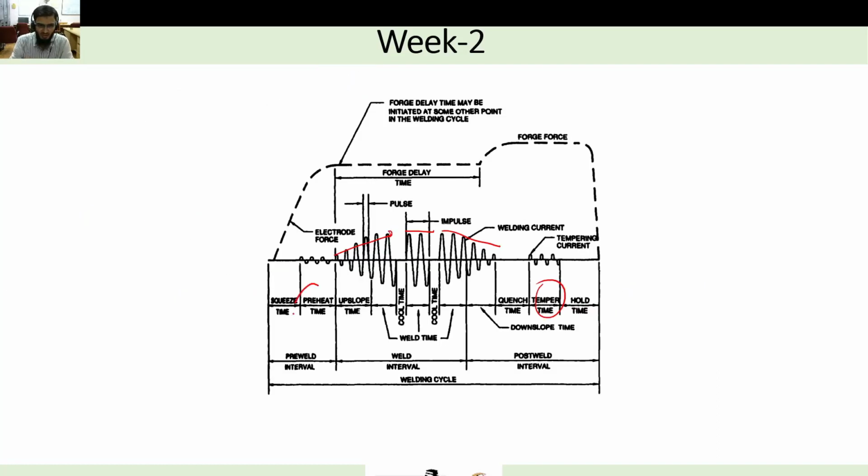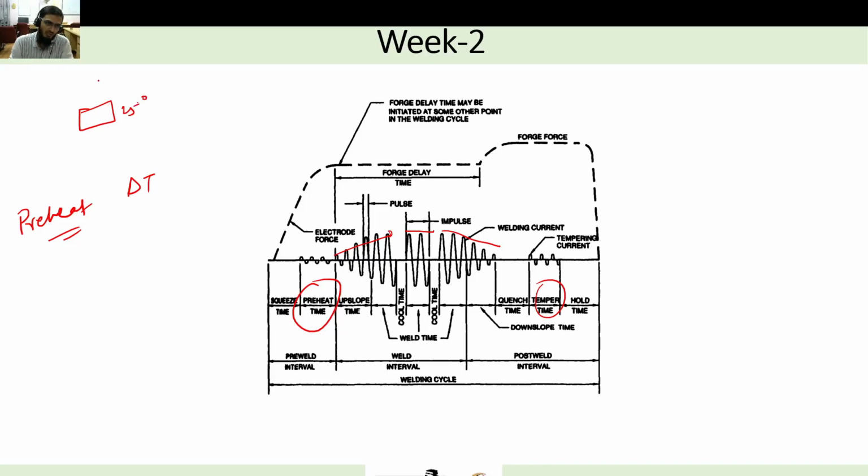So the first important thing here is the preheat time. Preheating. The main purpose of preheating is to reduce the temperature gradient. So what will happen to the temperature difference? Let's say in one case you are welding without heating your substrate, that is, your preheating temperature is 0, or you are welding at room temperature.